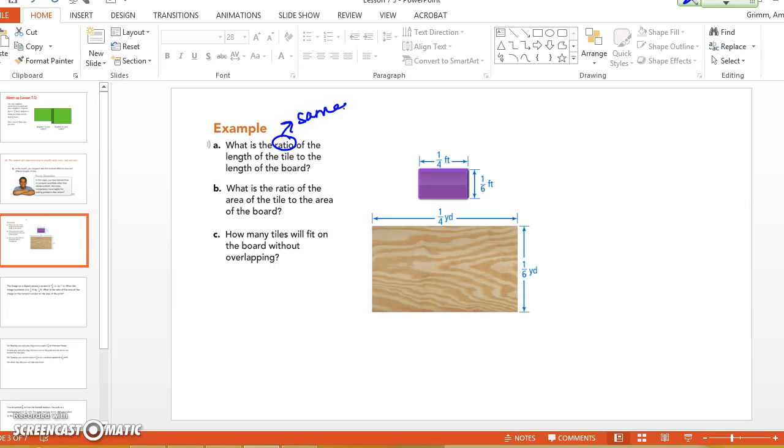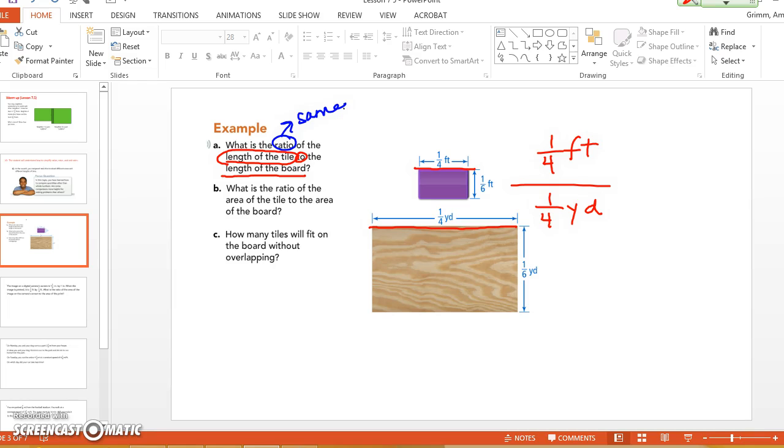Okay, it says the length of the tile, here's our magic word "to" that we've talked about. So we want the length of the tile to come first. So if I look over here, the length of the tile would be 1/4 of a foot. Okay, then it says to the length of the board. So the length of the board is right here at 1/4 yards. Okay, everybody get what I've done so far? If I lose you, just tell me.